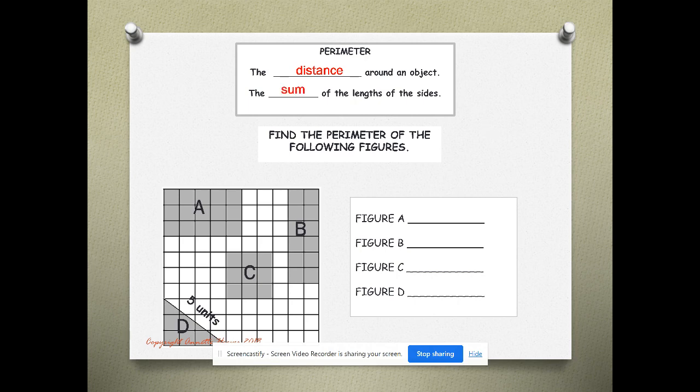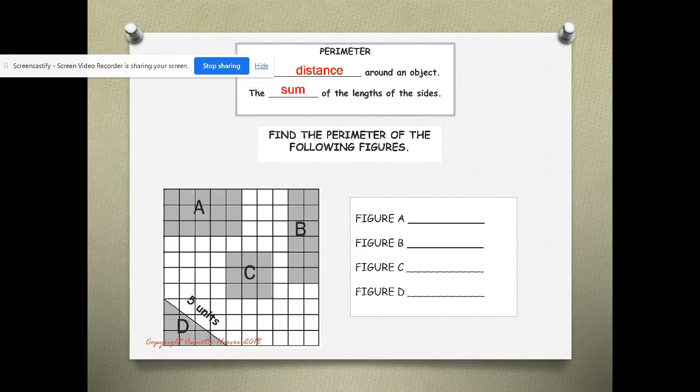And to figure out the perimeter, all we have to do is add up all the sides. So it is the sum of the lengths of the sides. Now, that is the simplistic way to do it, and you've probably done this before. We're going to actually look at some formulas, some equations that we use, that are going to be more useful in higher math.